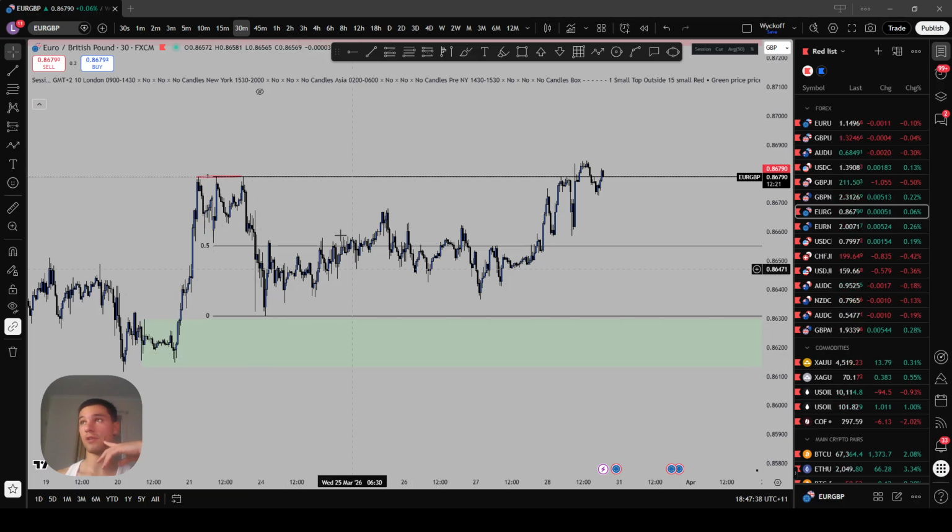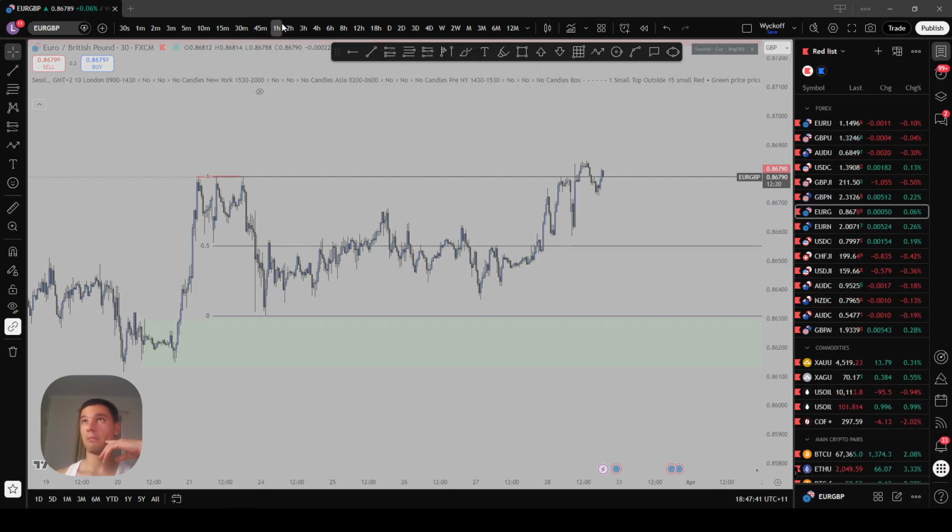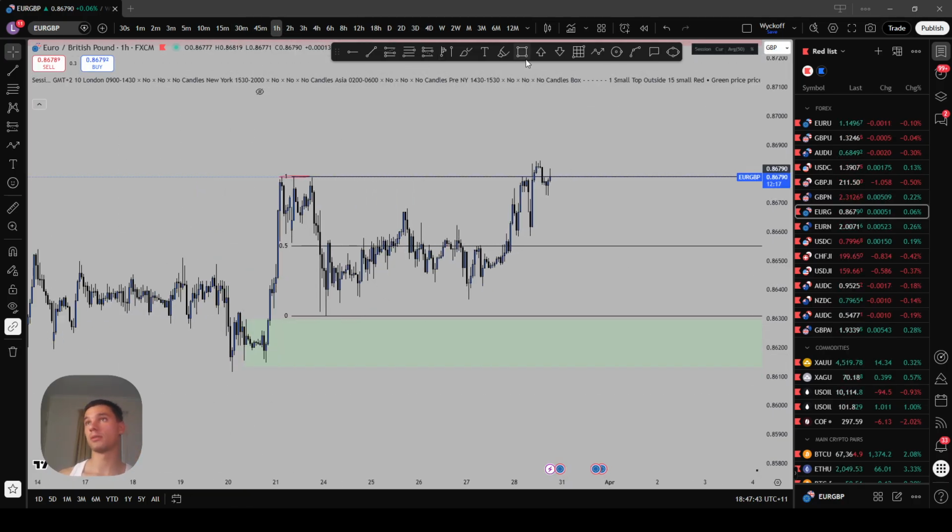But this is a beautiful ranging environment, like A++ ranging environment here. And the ranging environment also got created with a distribution, which is beautiful to see.